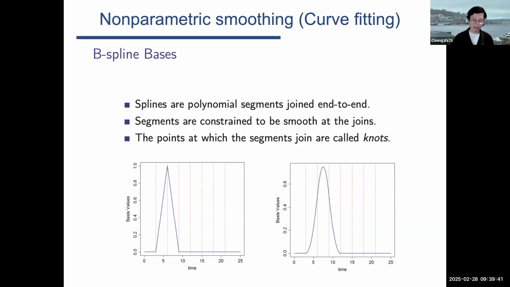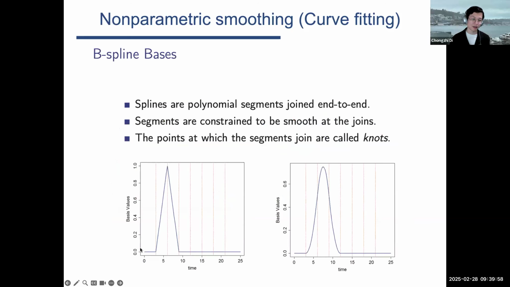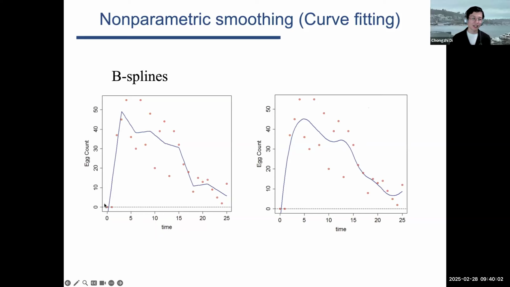And each one of them is probably not flexible enough, but if you use a combination of them, they can capture a very flexible type of shapes. So if we use this type of splines to try to do a curve fitting, this is what we would get. If you use this kind of more like change point type of splines, you would end up fitting a curve, something like this, right? It fits the data, I think, pretty well.